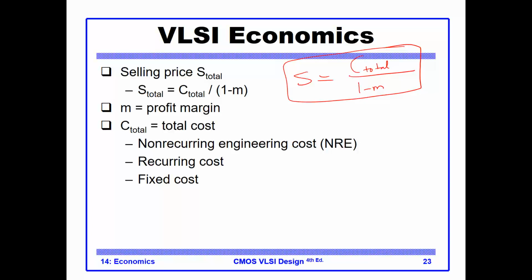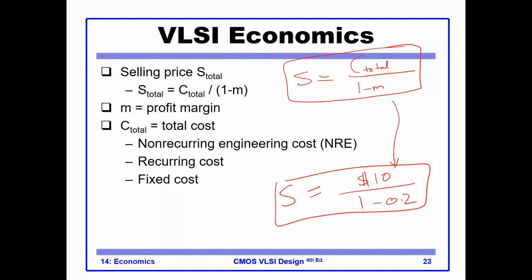So for example, if you manufactured a part and it costs you, for example, $10, right? And you want a profit margin of 20%. So this becomes 10 divided by 1 minus 0.2, okay? And this becomes your selling price. So then the question is, okay, now I know the selling price, so I calculate the C total.